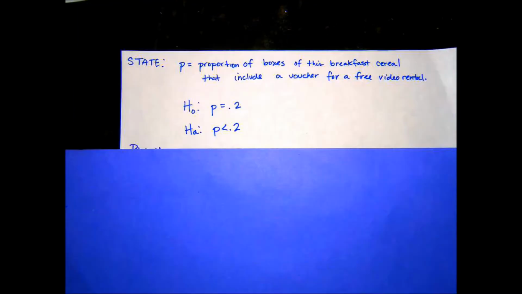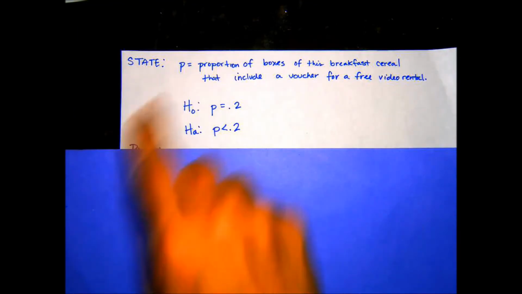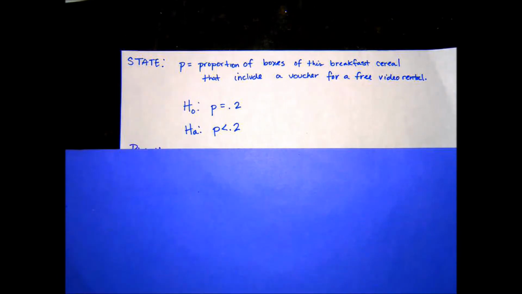So the first thing, define your proportion. Nothing in the problem prompts you to do any of this. You have to know how to go through the steps of a significance test. So I define my parameter. What's the proportion I'm examining? The proportion of boxes of this breakfast cereal that include a voucher for a free video rental. This is the parameter.